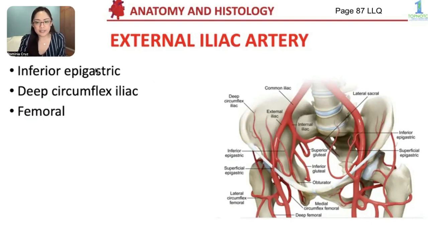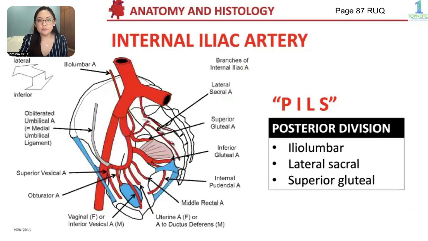The external iliac also immediately passes the inguinal ligament, which would then become your femoral artery. And your femoral artery would supply your lower extremities. Majority of the blood supply to the pelvis would come from your internal iliac artery, which branches into your anterior and your posterior divisions.